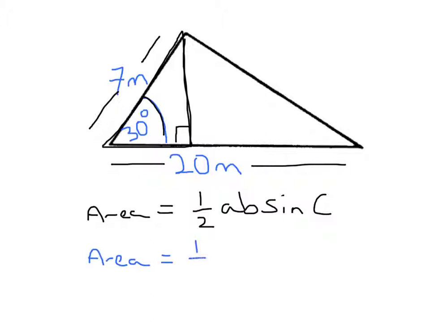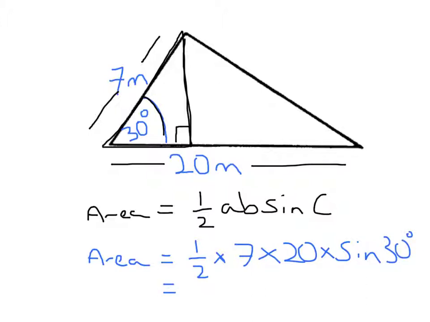So for the triangle above, we have that area is half of 7 times 20 times sine 30 degrees, which gives us our 35 meters squared. So finding the area of a triangle, if we have an angle surrounded by two sides, is as easy as A, B, C.